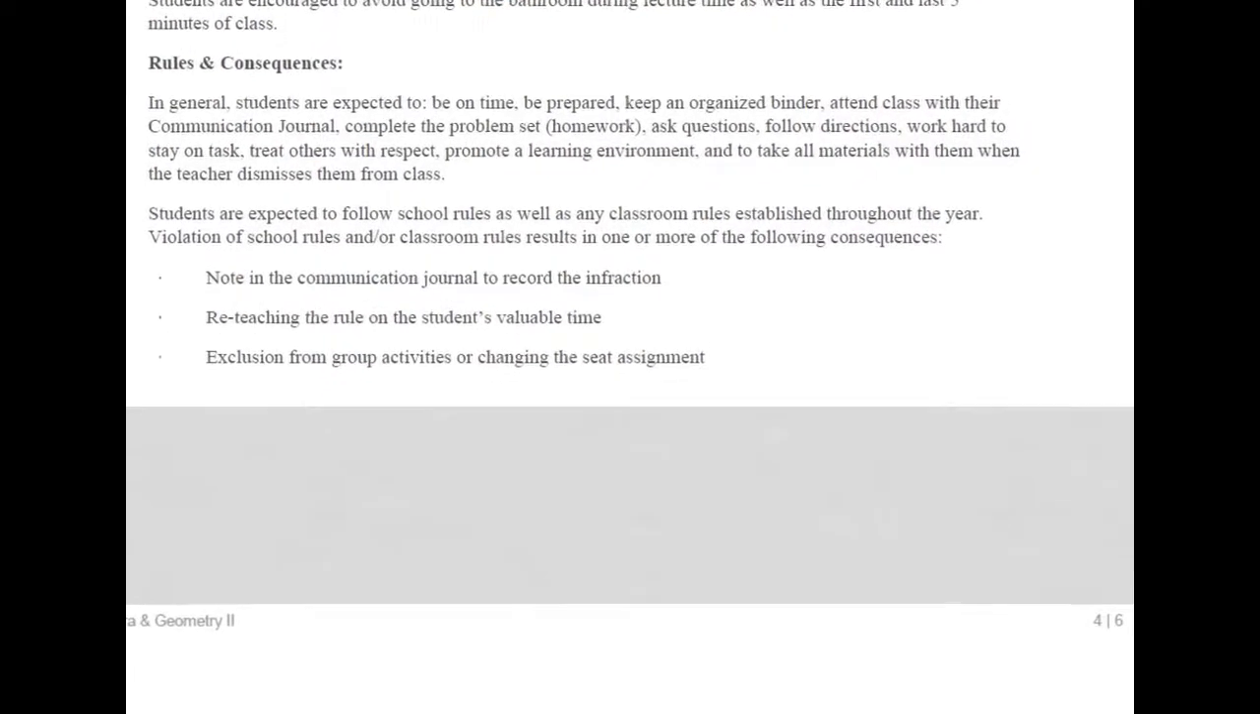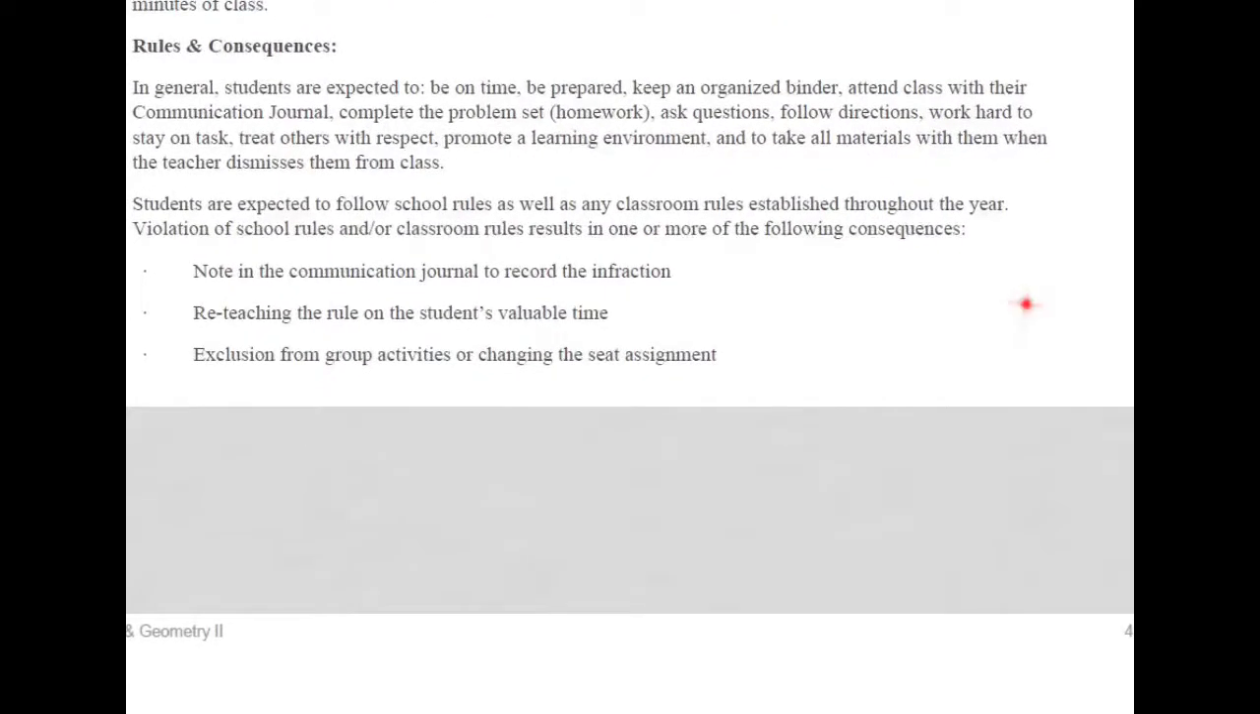General rules and consequences. And again, these are very basic things. Be on time, be prepared, keep an organized binder, make sure you have your CJ, complete the problem set, ask questions, follow directions, work hard to stay on task. And again, I think all of you know this at this point, okay? These are very basic things, right?